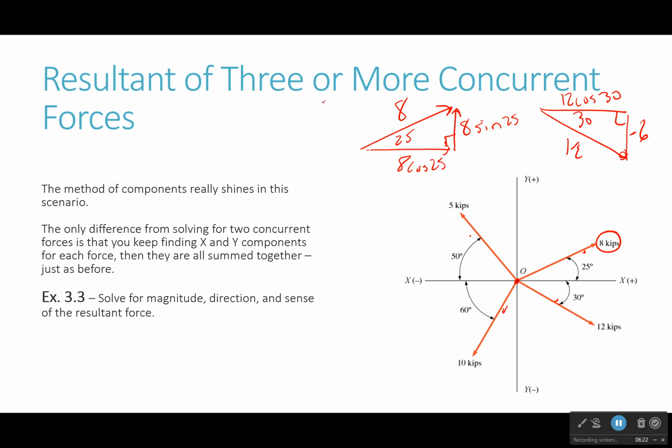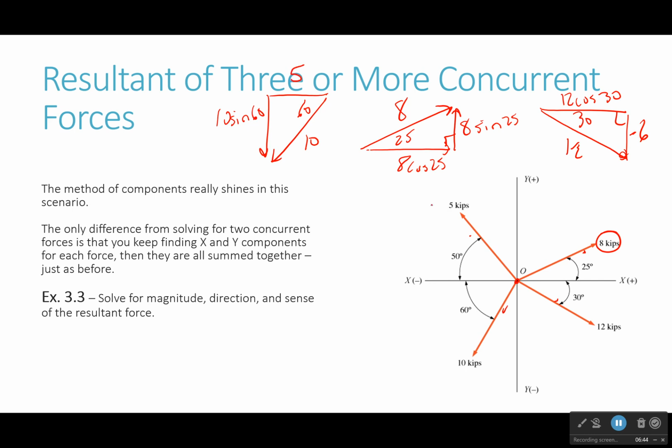And I keep on going and I say, okay, I've got this one over here and that's going to be 10 kips long. That's an angle of 60 degrees. So that's 60. And so 10 sine of 60, right here, 10 sine of 60. 10 cosine of 60 will just be 5.